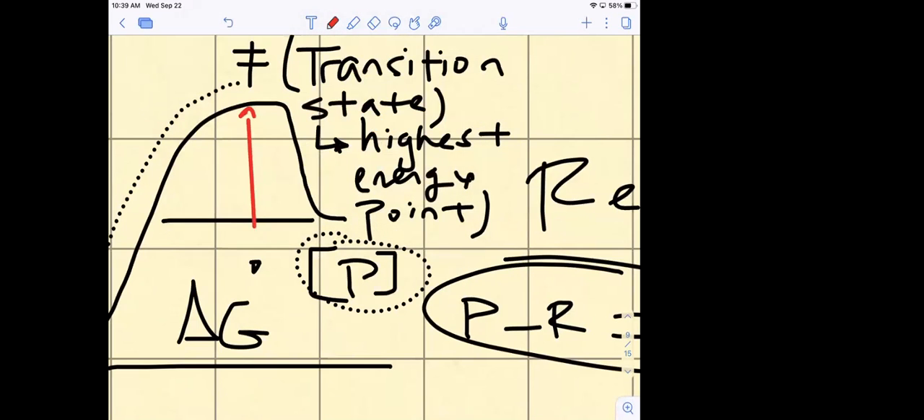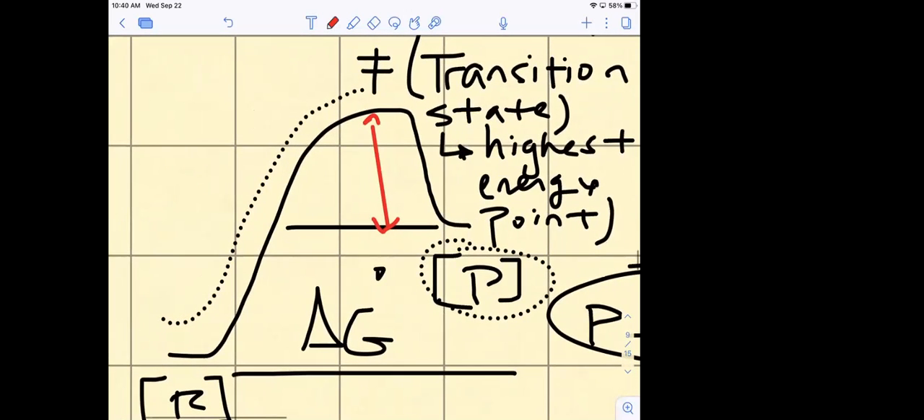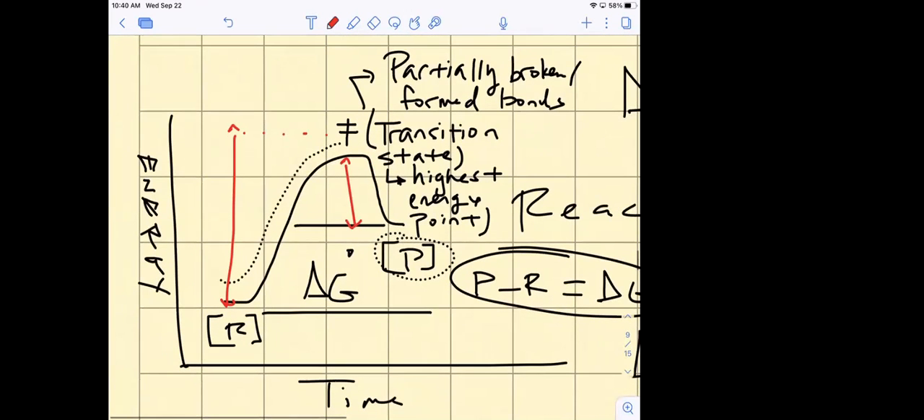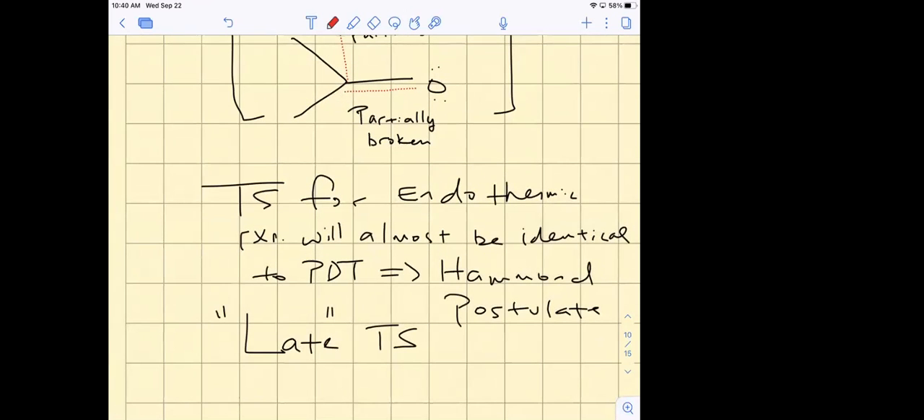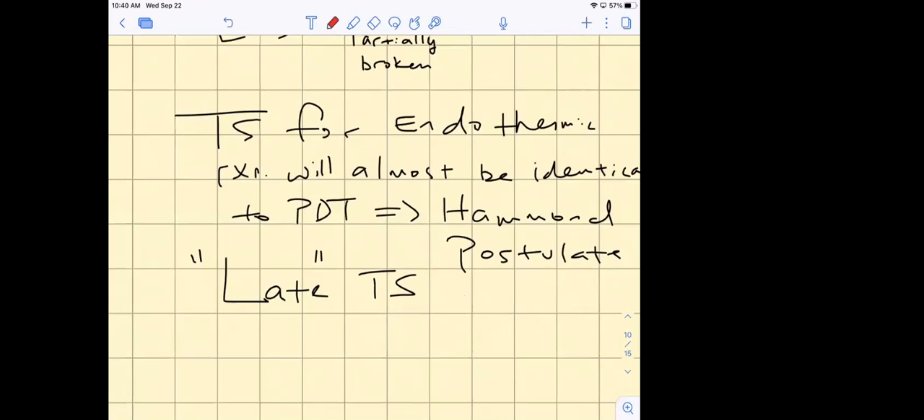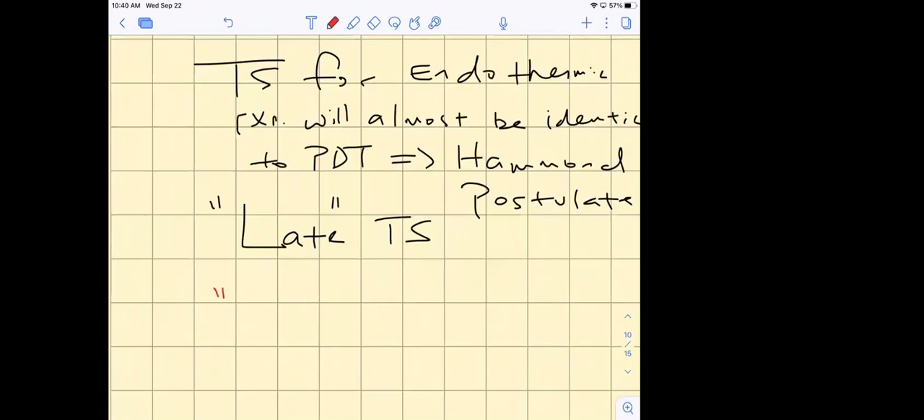this is the difference in energy between the transition state and the product, right? Very close in energy compared to the transition state and the reactant, right? Big difference. And so what the Hammond postulate states, said a different way, is that for an endothermic reaction, the transition state will look almost identical to the product. The reason is because it's a late transition state. And the second part of that is that it's closer in energy to the product.